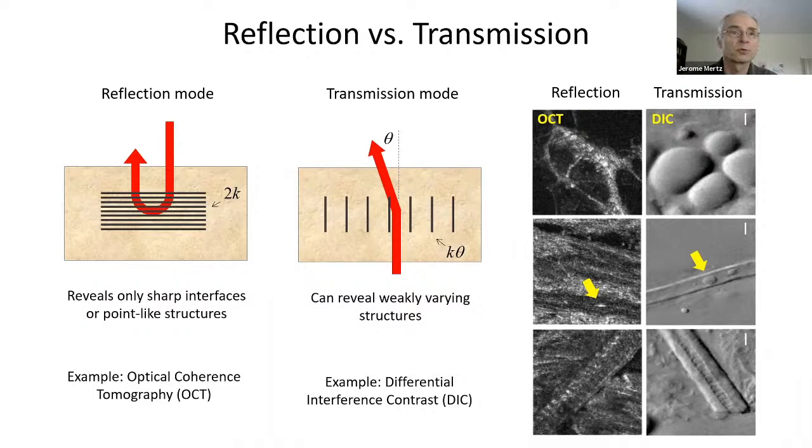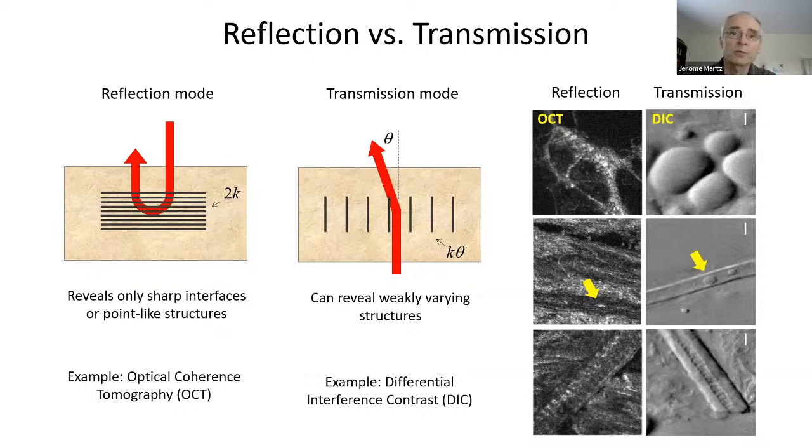For example, if you use reflection mode, then you're looking at reflected waves, and the only structures inside your sample that produce high enough momentum changes to cause the waves to do a U-turn are structures with very high axial spatial frequencies, such as sharp interfaces or point-like structures. And a good example of reflection mode imaging is optical coherence tomography.